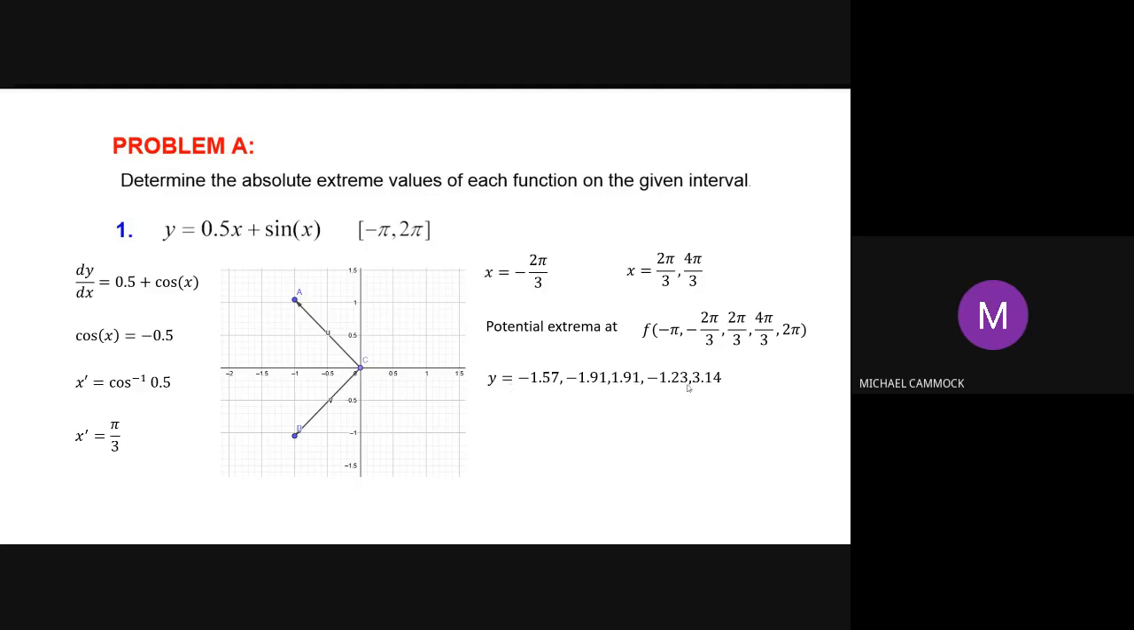So I look at my list of numbers here, and my highest value is at 3.14. That's probably pi. And my lowest value looks like it's minus 1.91. So there's my answer: max value is this, min value is that. Okay? All right, so that takes care of question 1, or problem A. I can certainly take questions as I go along, so feel free to jump in if there's anything you want me to clarify about what we just did. If not, I'm just going to go right ahead to the next question.